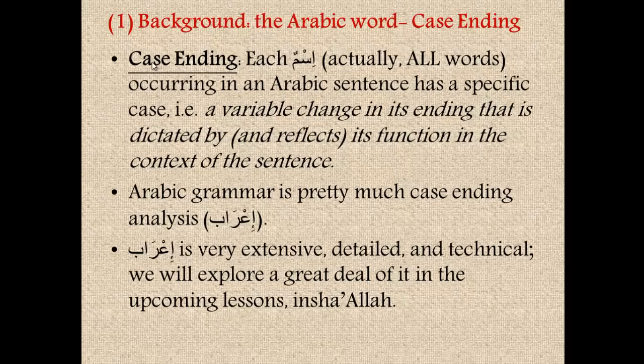Let's take a look at the third quality, which is case ending. Each ism in Arabic occurring in an Arabic sentence has a specific case, which is basically a variable change in its ending that is dictated by its function in the sentence. And this ending also reflects the function in the sentence. So what does that mean? Basically, a case ending is a change in the ending that tells us something about that word's role in a sentence.